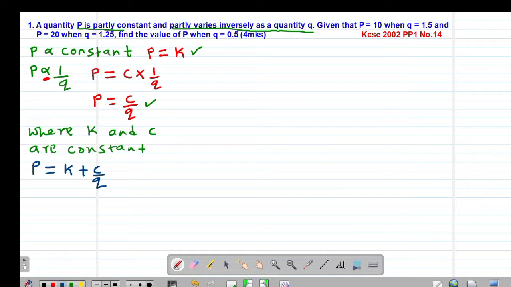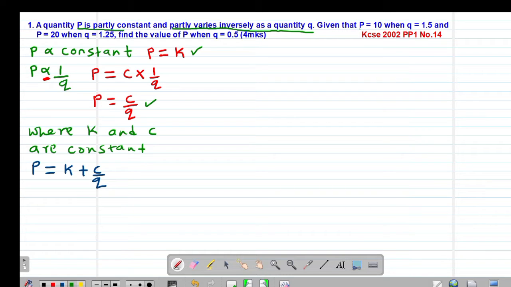Of course, where K and C are constants. So P is partly constant, and so, represented by the addition sign, partly inversely as Q. So inverse is 1 over Q, and C represents the constant. Then from there, I'm going to substitute the given values so that I can use them to get the constants, that is C and K.